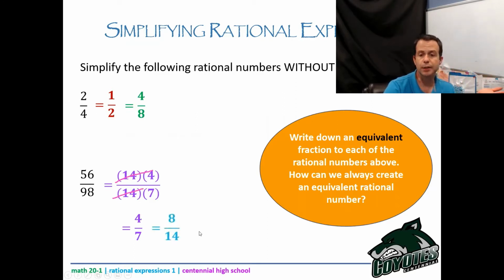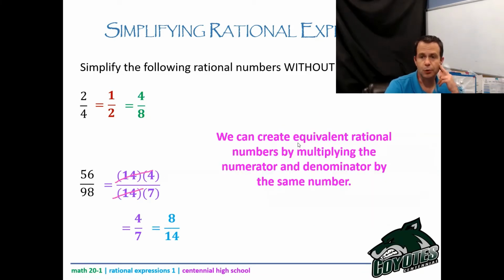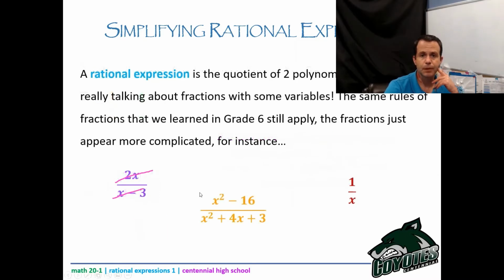4/7, I wrote as an equivalent 8/14. I multiplied the top and the bottom of 4/7 by 2, okay? So we can create equivalent rational numbers by multiplying the numerator and denominator by the same number, okay, by the same number.